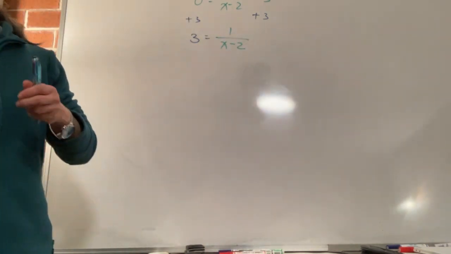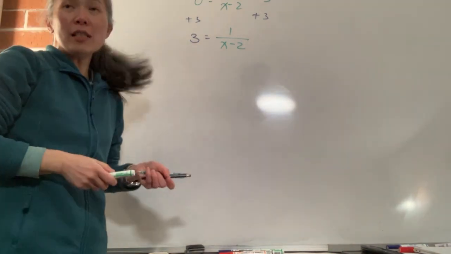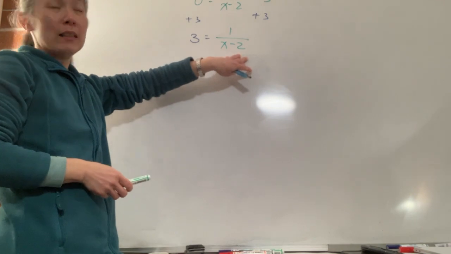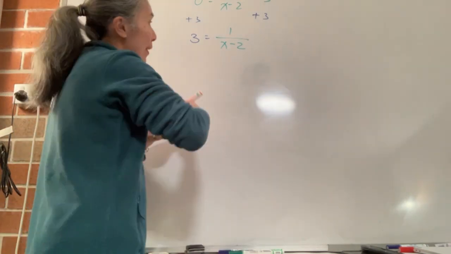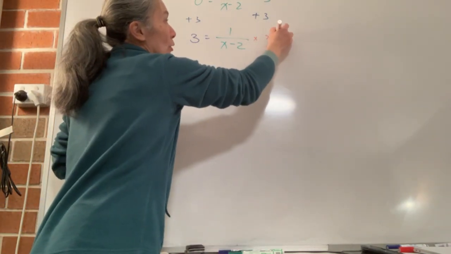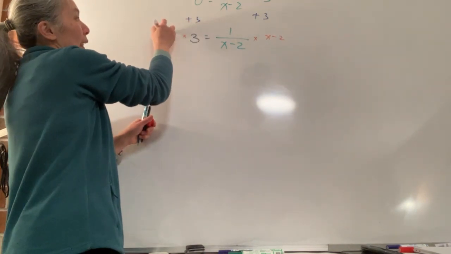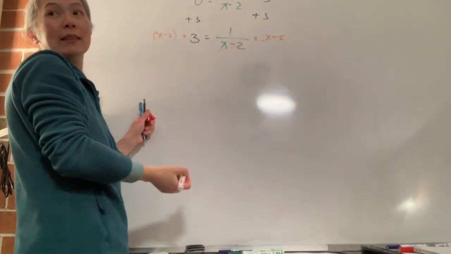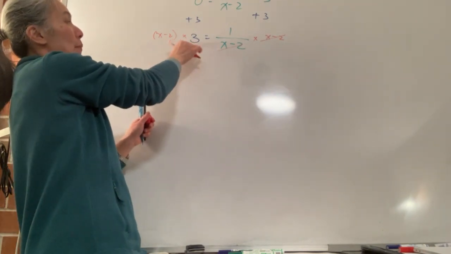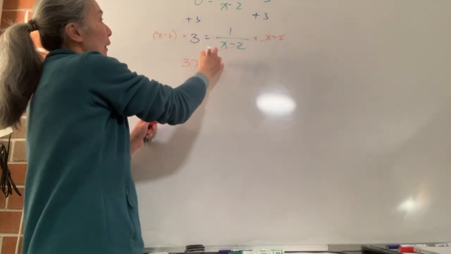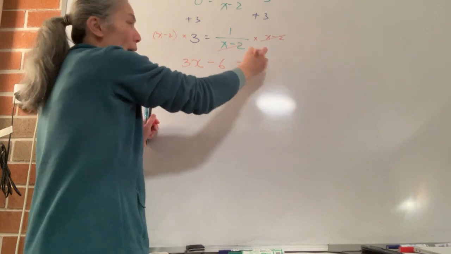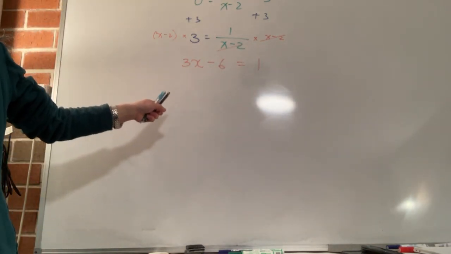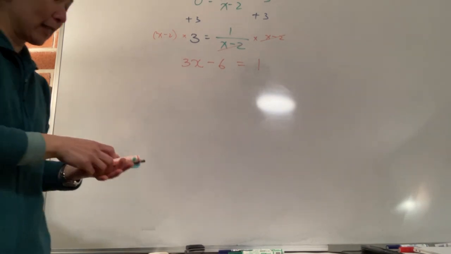Whenever you're solving equations, you don't like the denominator, it makes it messy. So what I can do is times both sides by x minus 2. When I do that, I can cross it out, and I'm left with 3 times that. So that means 3x minus 6 equal to 1. I presume you can solve that. Yes, make x the subject, that is where your x-intercept is.